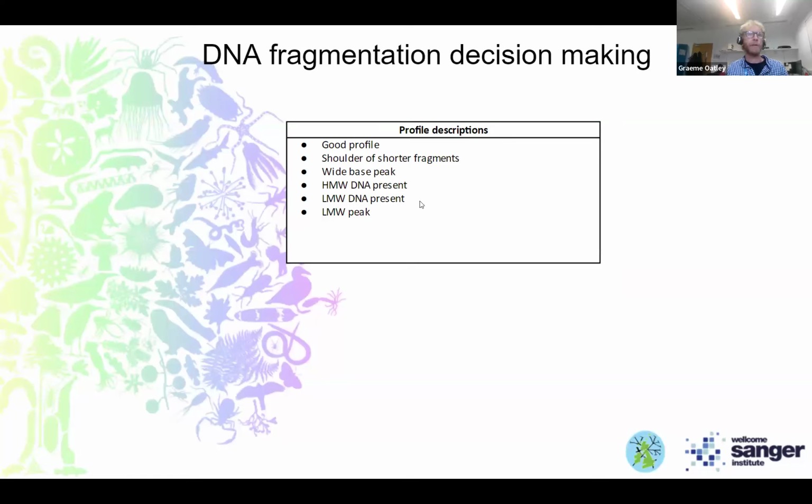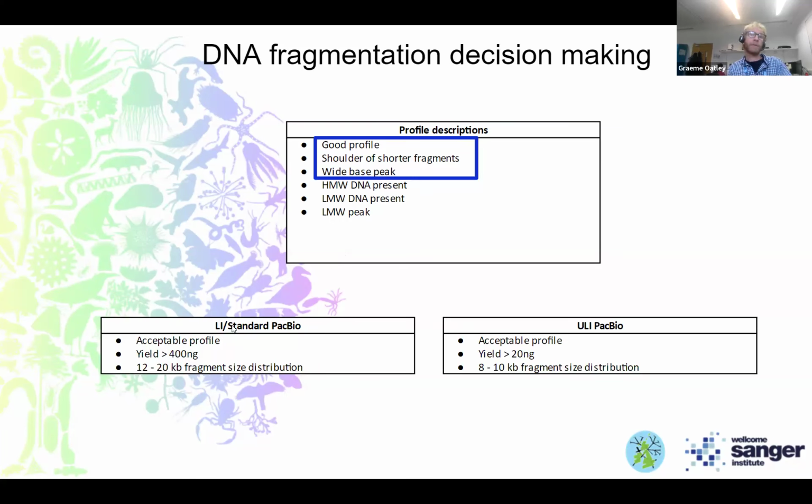Low molecular weight DNA present is when we see some shrapnel of low molecular weight DNA to the left of the main peak of our sheared DNA. And then a low molecular weight peak is when we have a strong peak, well, not nice, but unfortunately a disappointing low molecular weight peak to the left of our ideal fragment size DNA. And so the top three we would classify as generally good profiles for our DNA fragmentation decision-making process.